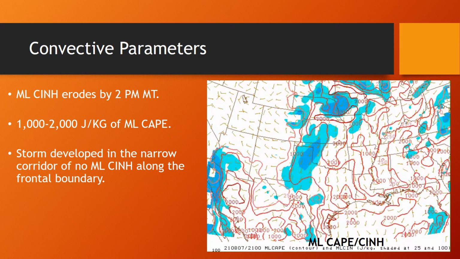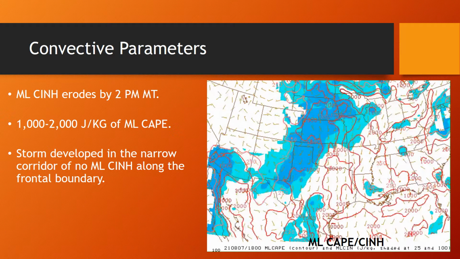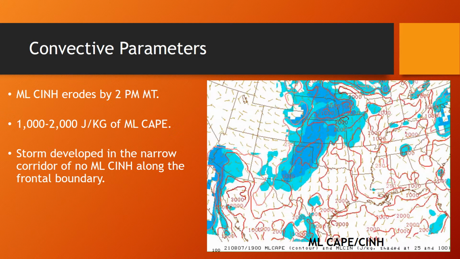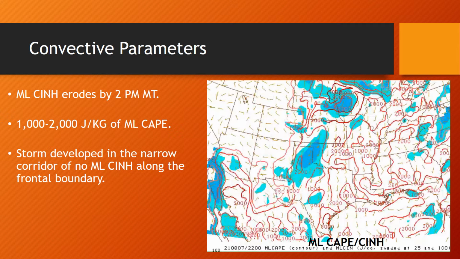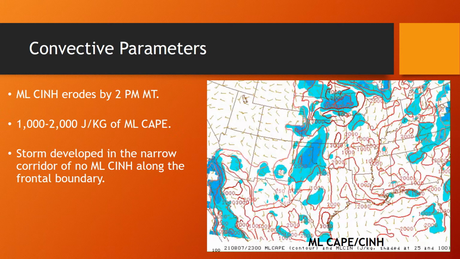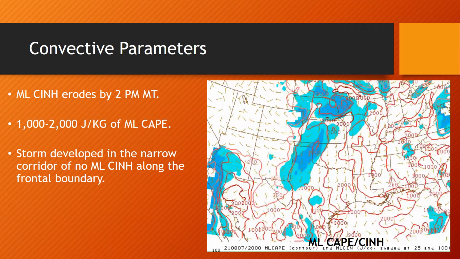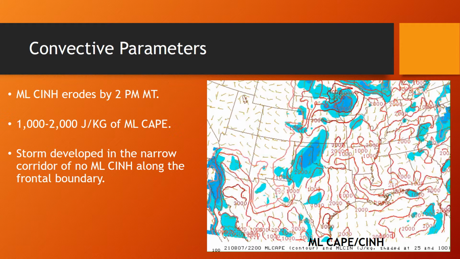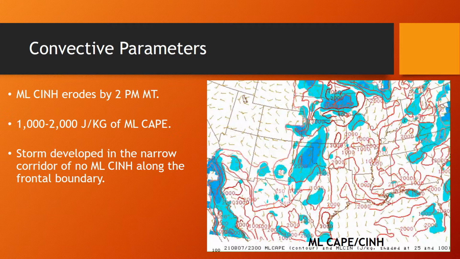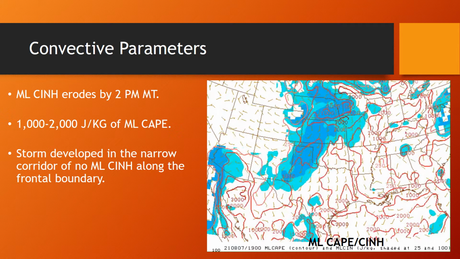Looking at our convective parameters, the loops you're going to see in these slides are going to be running from 18Z through 0Z. As you can see with this animation, the mixed layer CIN actually erodes by about 2 p.m., as the CIN is the image here. And the mixed layer CAPE has about 1 to 2,000 joules available when that mixed layer CIN finally erodes.